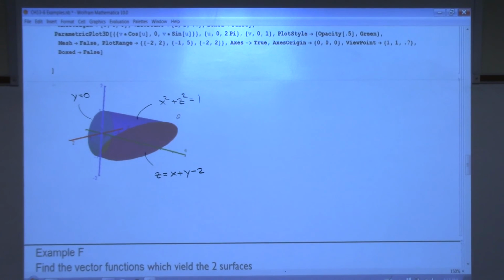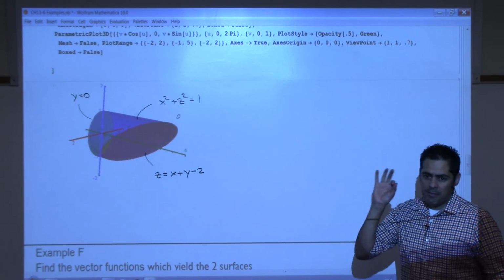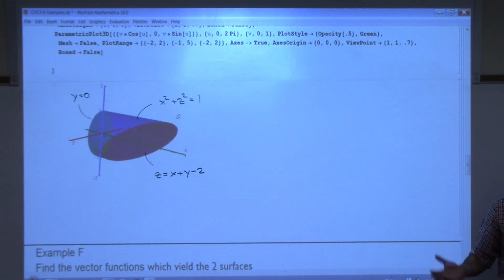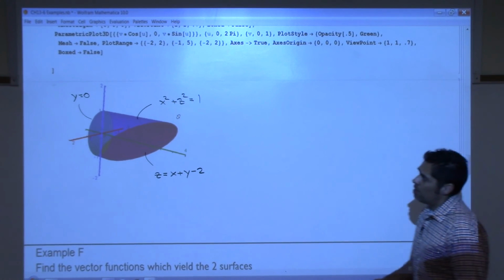So what we want in this problem is to find the vector function which yields the three surfaces shown. That means we're going to have to come up with three different vector functions. We can't draw them all at the same time. We have to just do one at a time. All right? So let's label these.